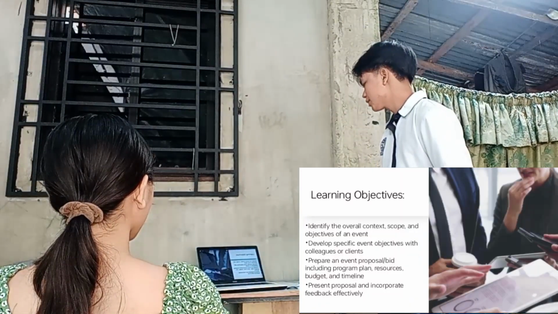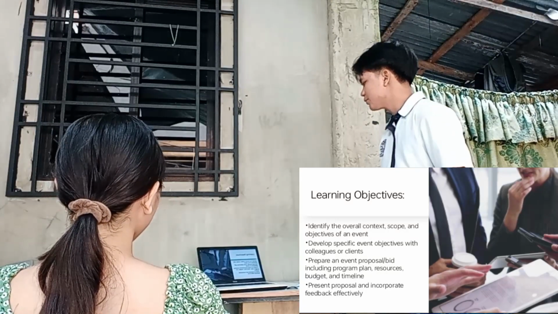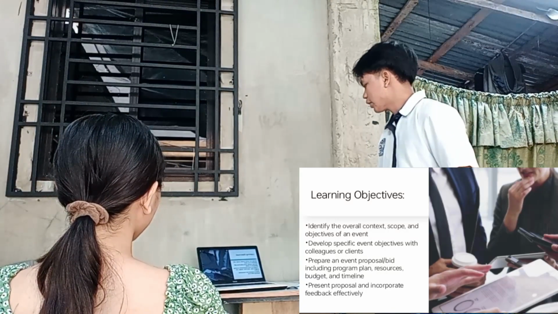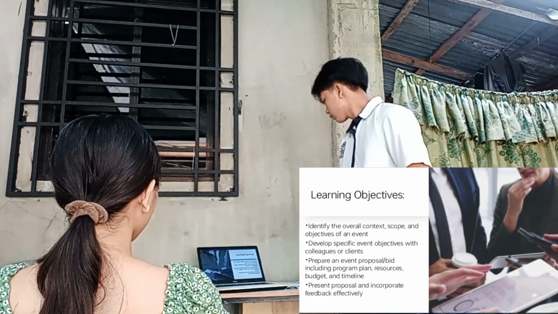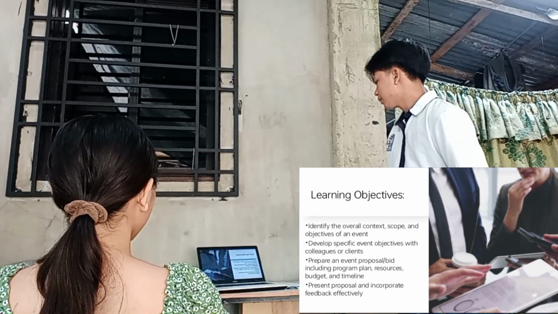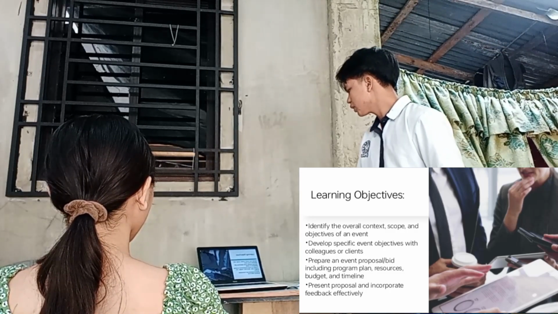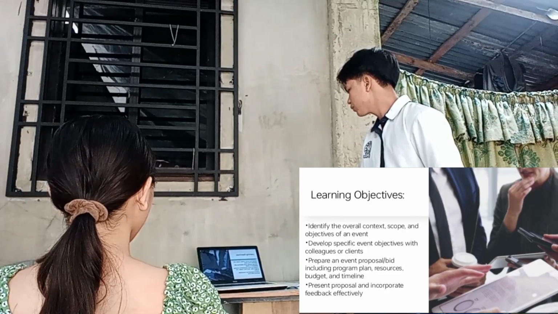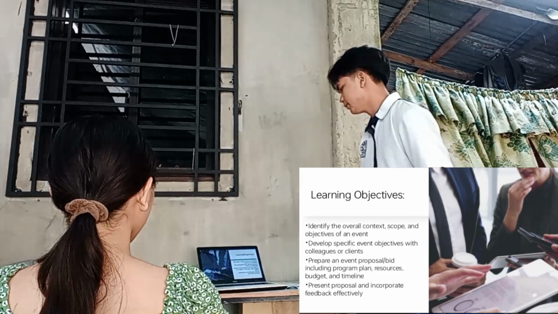Learning objectives. Identify the overall context, scope, and objectives of an event. Second bullet, develop specific event objectives with colleagues or clients. Prepare an event proposal, bid, including program plan, resources, budget, and timeline. Present proposal and incorporate feedback actively.